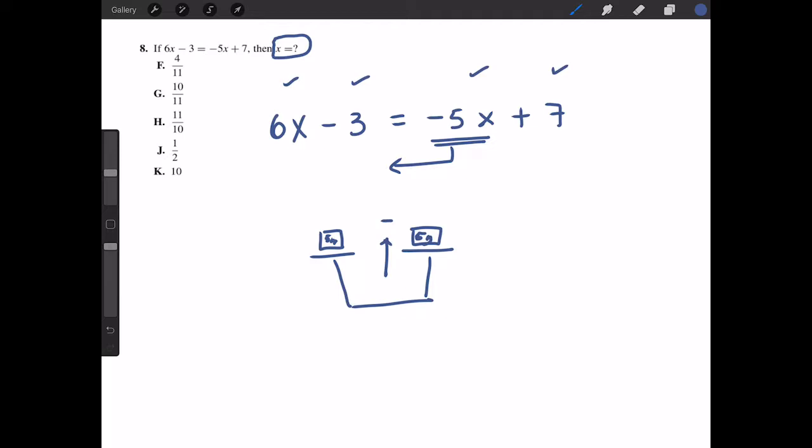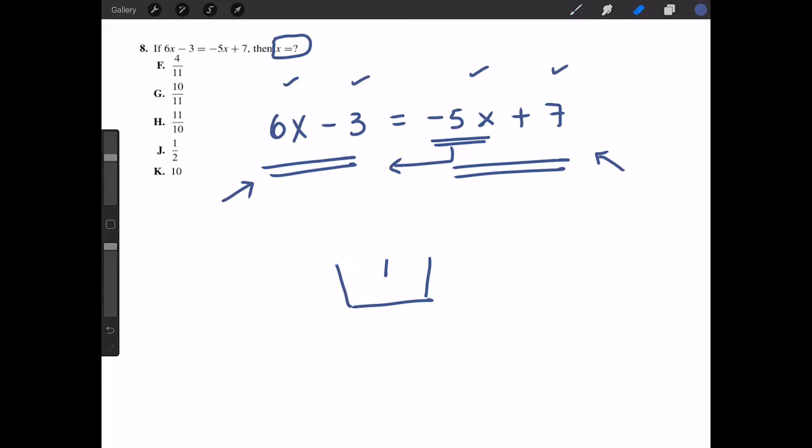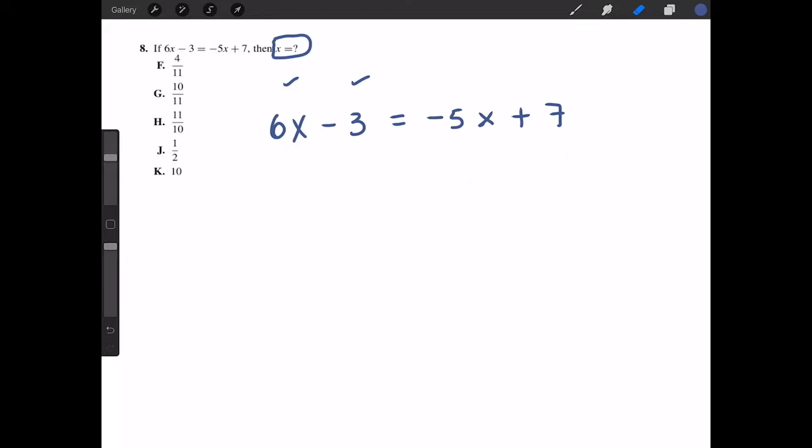And why is this relevant? Because equations can be seen as scale balances in the sense that if they're saying that this side, 6x minus 3, is equal to this other side, the negative 5x plus 7, then just be careful. If you do something to the right side, you better do it to the left side as well, and do the exact same thing. Otherwise, you will end up creating an unbalanced equation. You'll break the equality. And that's something that is very, very important to remember when solving equations and working with these types of expressions.